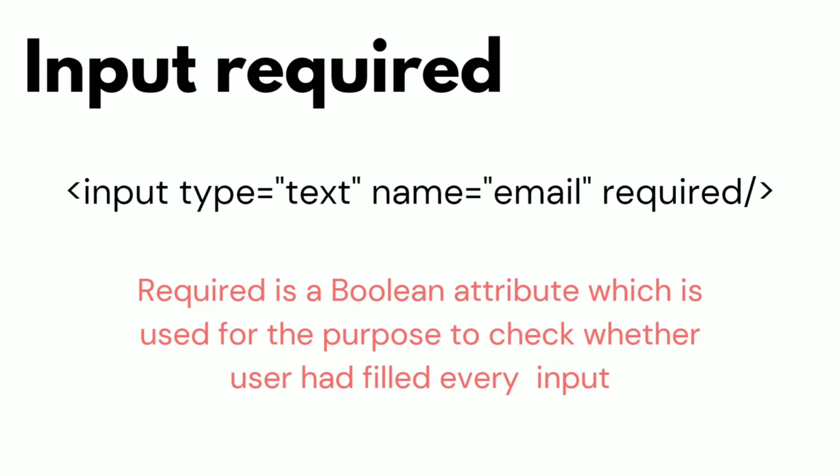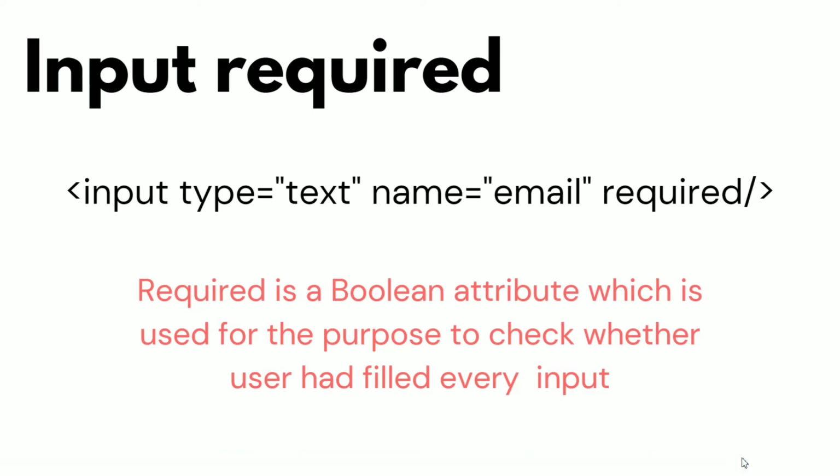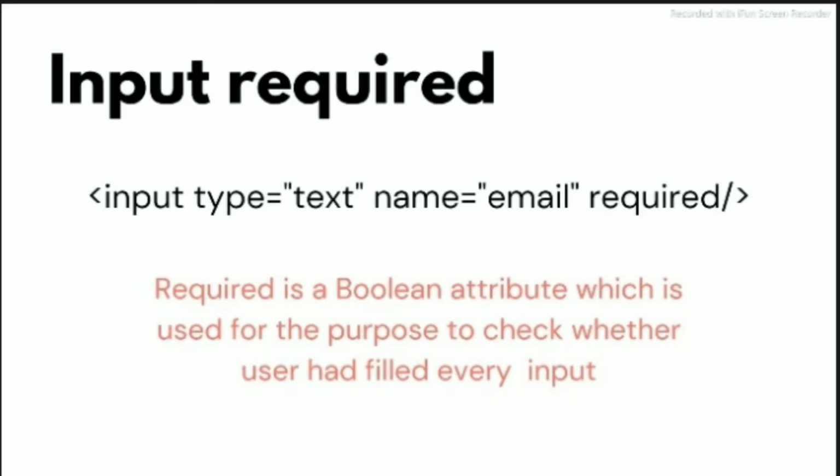At last we have the input required. When I type input type and required, and if the user does not fill anything and just clicks submit, it will show them that they have to fill that thing. This is how the input required works, and we will watch everything in VS Code. This is all about the forms.